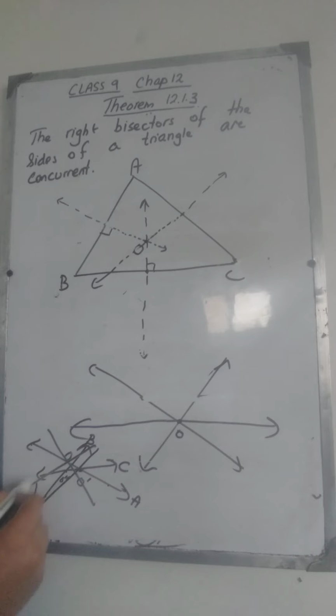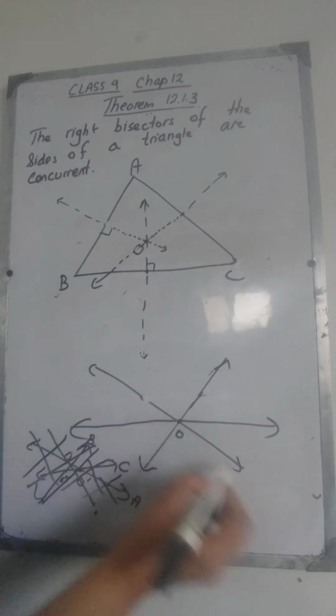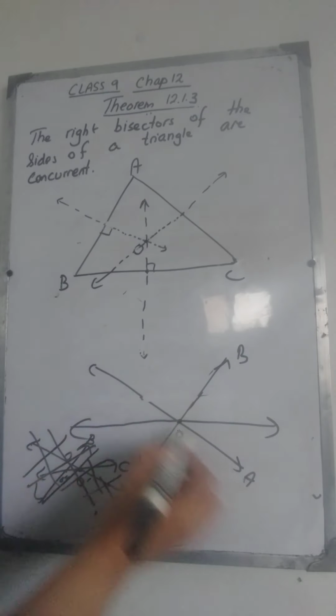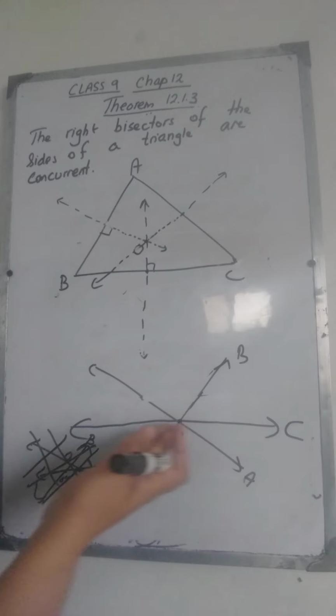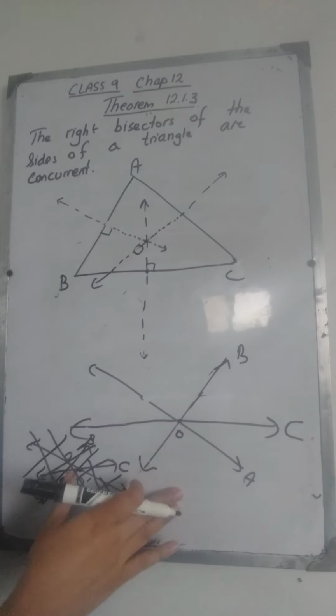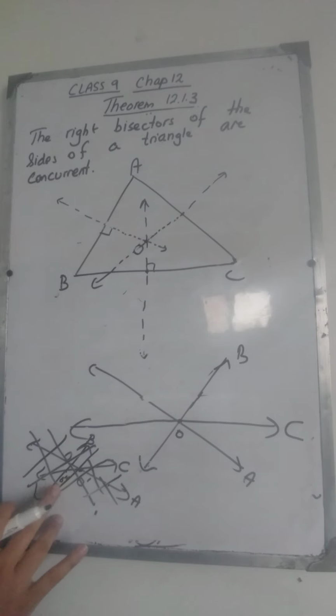Otherwise these lines won't be concurrent. This is called concurrency: suppose this is line A and line B, they intersect each other at the point O, and the third line C also passes through the same point, not any other point. Then we say that the lines are concurrent. So these are concurrent lines, and the ones I drew earlier were not concurrent.